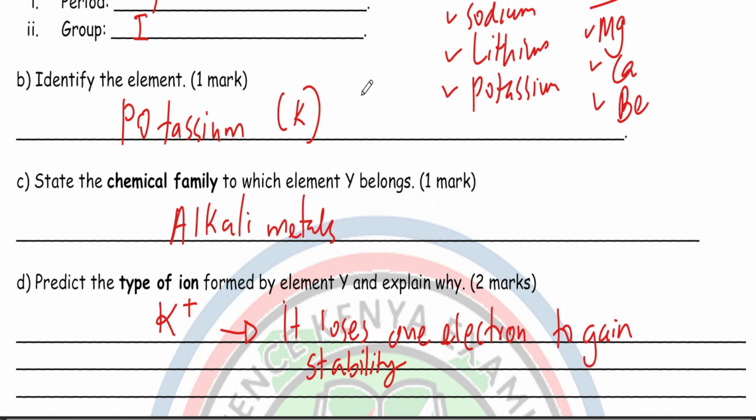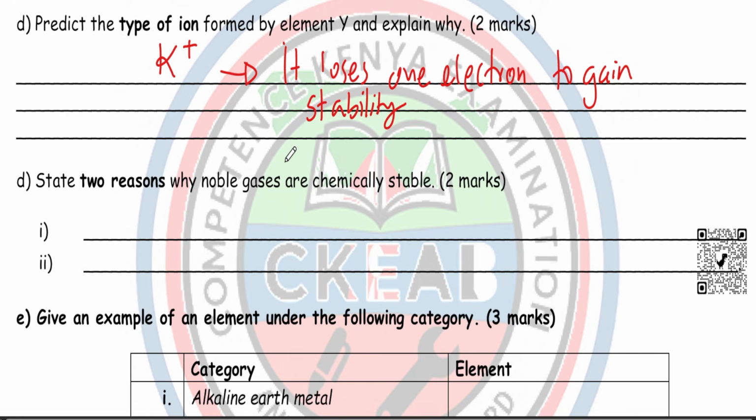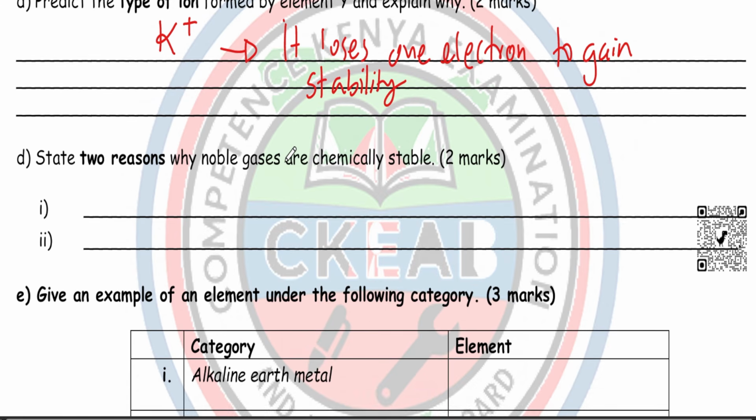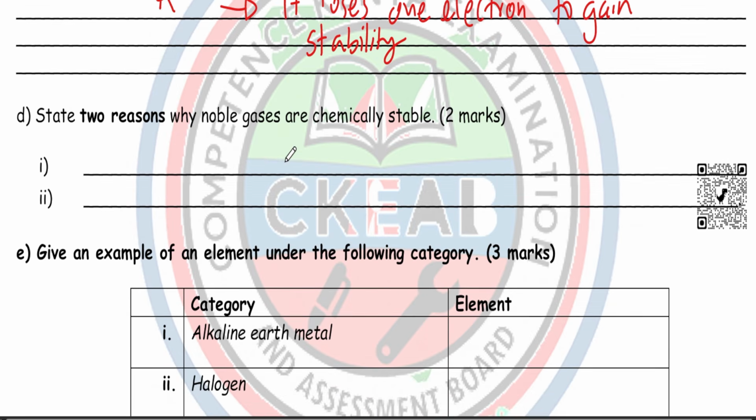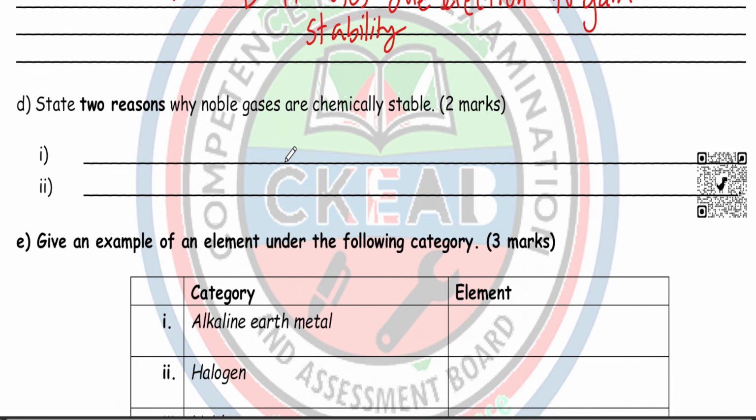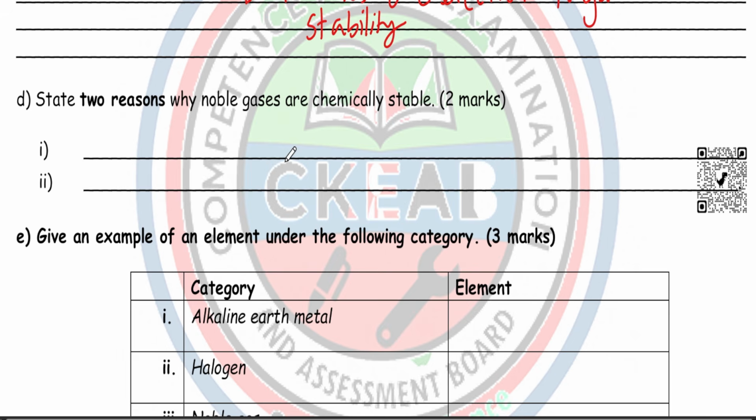So yeah, let's go to the last question. Sorry, we're not done yet. I'm thinking of a last question. Question D. State two reasons why noble gases are chemically stable. That is because the outermost energy levels are full.